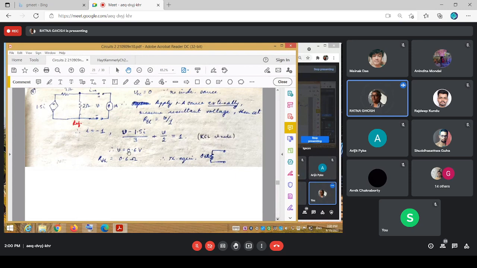Solve for this one, you will get V is equal to 0.6 volts. And what does that give you as the RThevenin? RThevenin comes out to be 0.6 ohms. Okay. So the Thevenin equivalent now simply becomes a dead network because there is no independent source here.